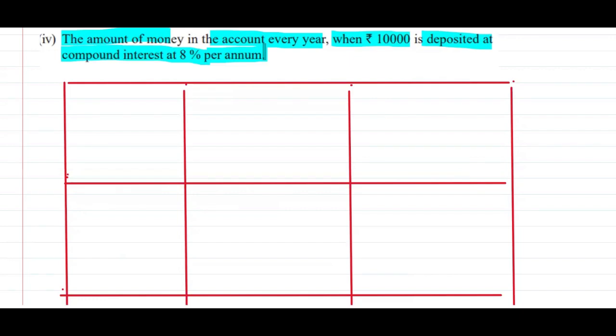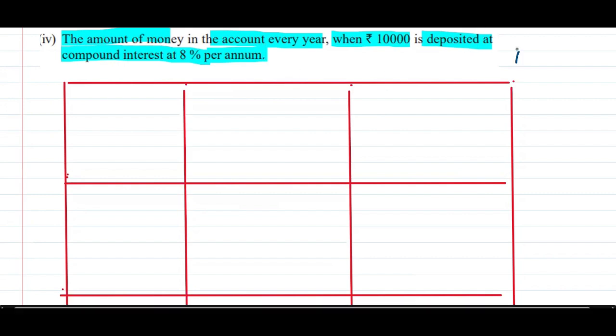Now for each year we'll have to calculate the amount which you are going to receive. Basically the amount is nothing but the principal plus the compound interest which you are going to receive. But for this one we can directly use the amount formula to get the answer.